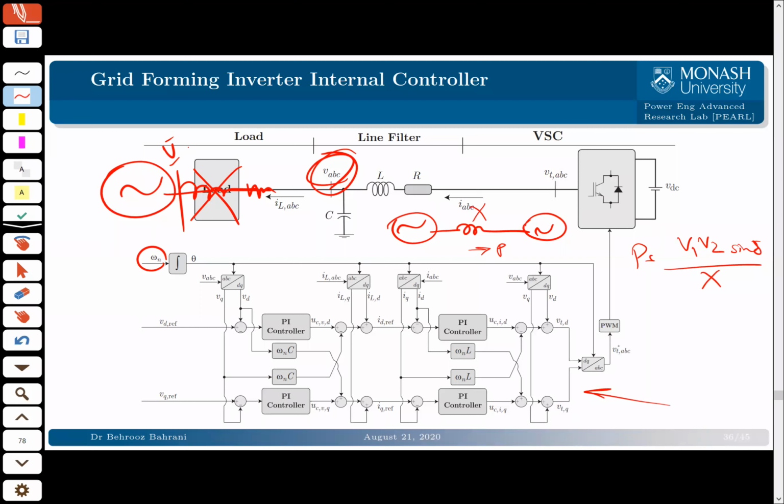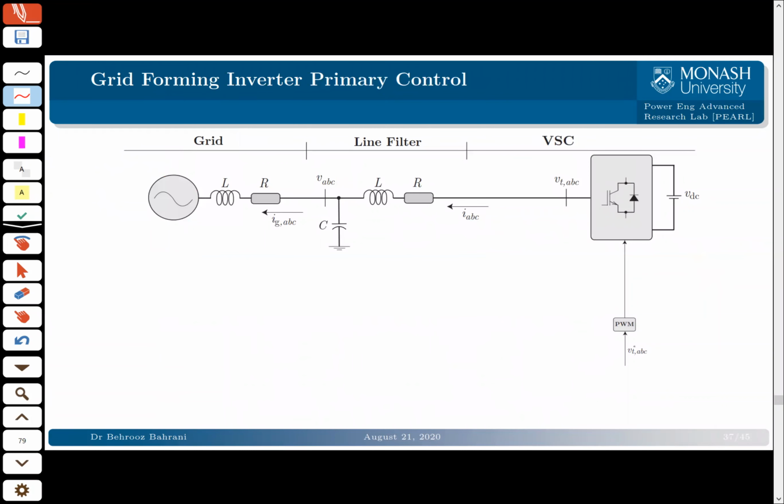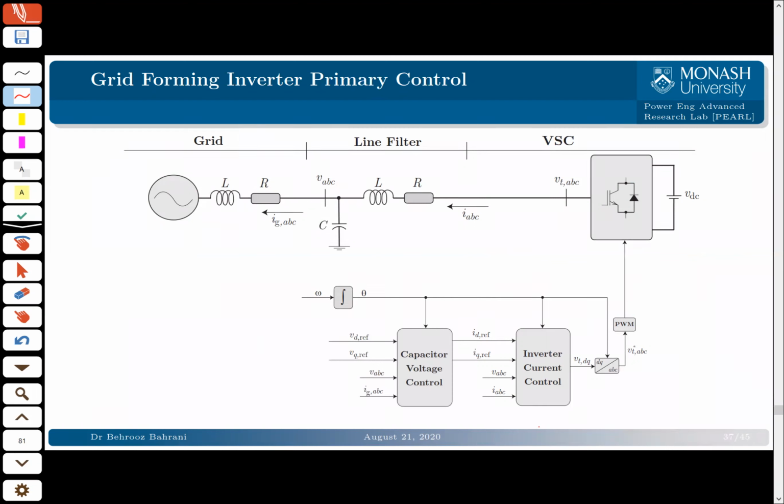So essentially, I'm having a system here that doesn't require a PLL, but can still exchange real and reactive power with the grid, and that's the basis of grid forming inverters. However, on top of what I've just described, which was a current control and a voltage control, a grid forming inverter that you want to connect to the grid has a primary control level as well.